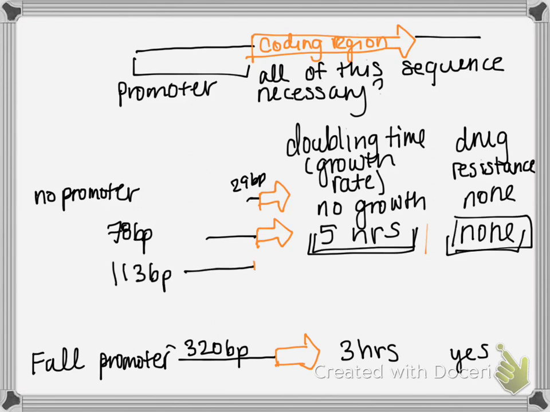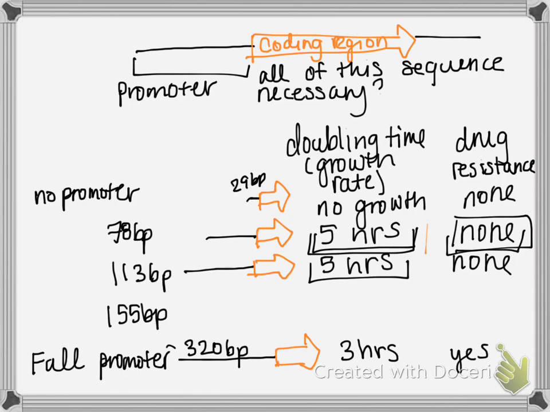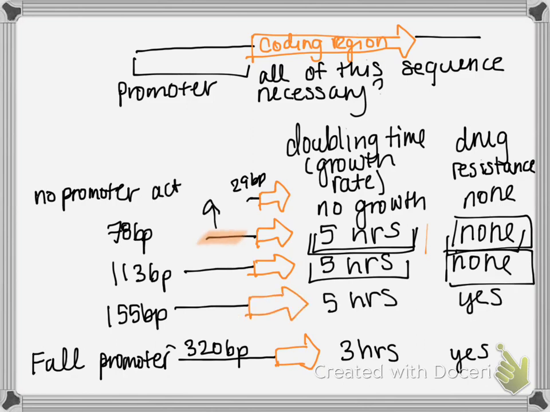They added in another 113 base pairs, so about 50 more base pairs upstream than they were looking at with the 78, and we saw again the 5 hours that we had seen before, so the doubling time was the same, but we also still have no drug resistance, so we didn't really add any other information between that 113 and 78 base pairs. They made another construct that was 155 base pairs upstream, and this time we're seeing a growth rate. The yeast are able to grow again at 5 hours, and the drug resistance was restored. So now the yeast were resistant to that drug.